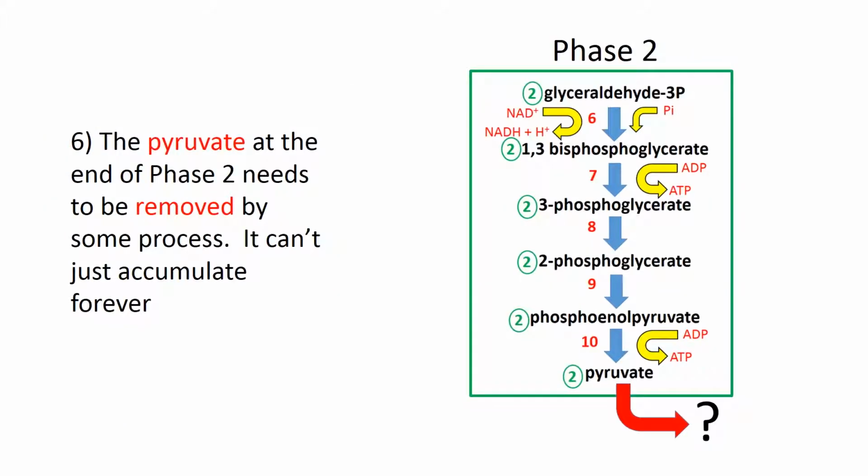Lastly, I should remind you, as I said earlier, that the end products of glycolysis, those 2 pyruvate molecules down here, just can't accumulate forever. The pyruvate has to be removed or processed by some mechanism. And it turns out that these potential mechanisms, shown by this red arrow with a question mark, are involved in the regeneration of the NAD+ required by glycolysis. How it happens and under what conditions will all be covered in my next few lectures.